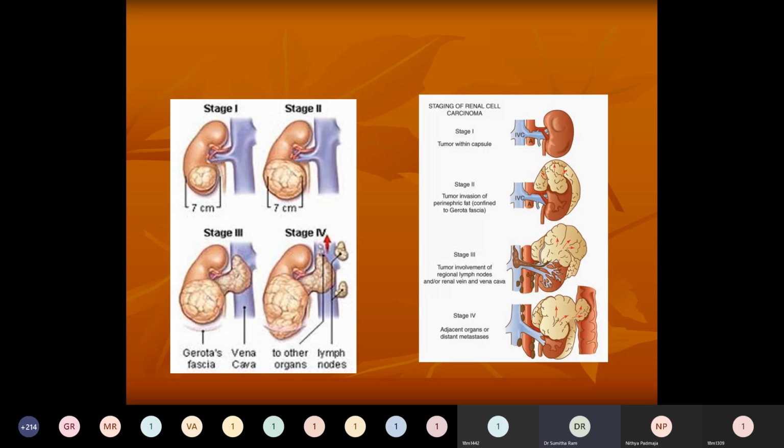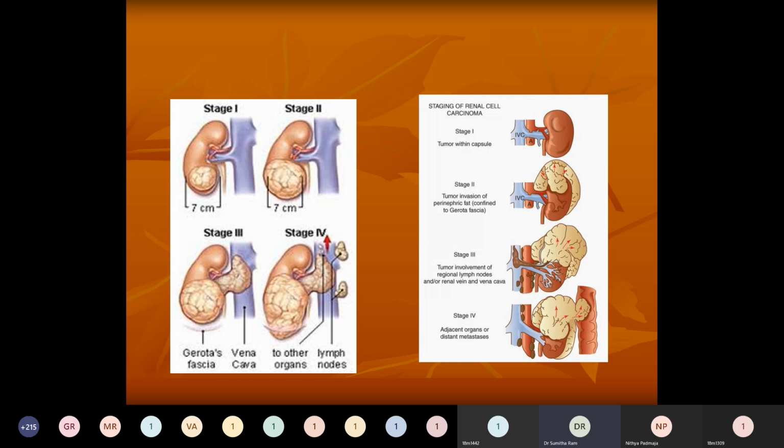Now, depending on the involvement of the tumor and confinement of the tumor to the kidney, there are 4 different stages. Okay, stage 1 is when the tumor is less than 7 centimeters in diameter. It is confined to either of the poles of the kidney, and it is well within the capsule.